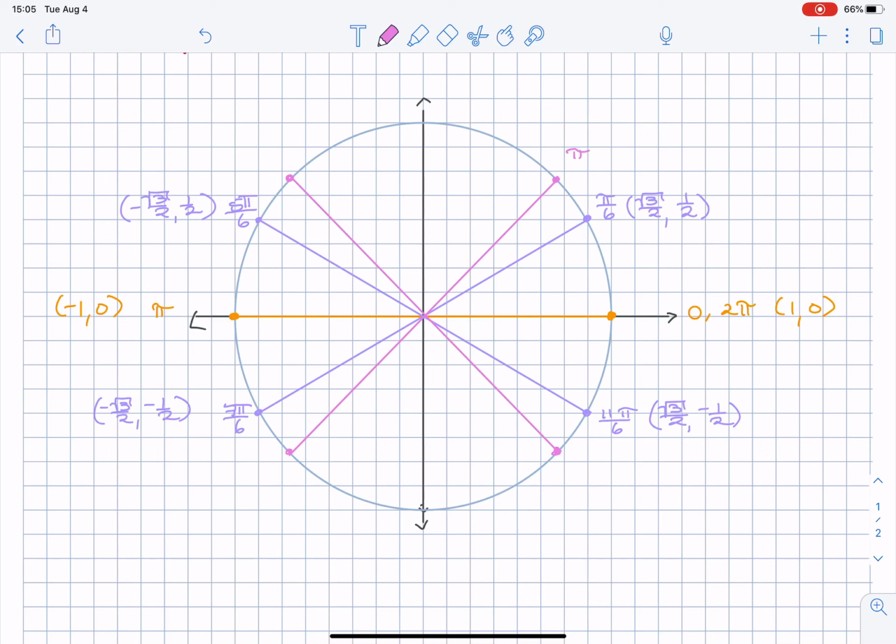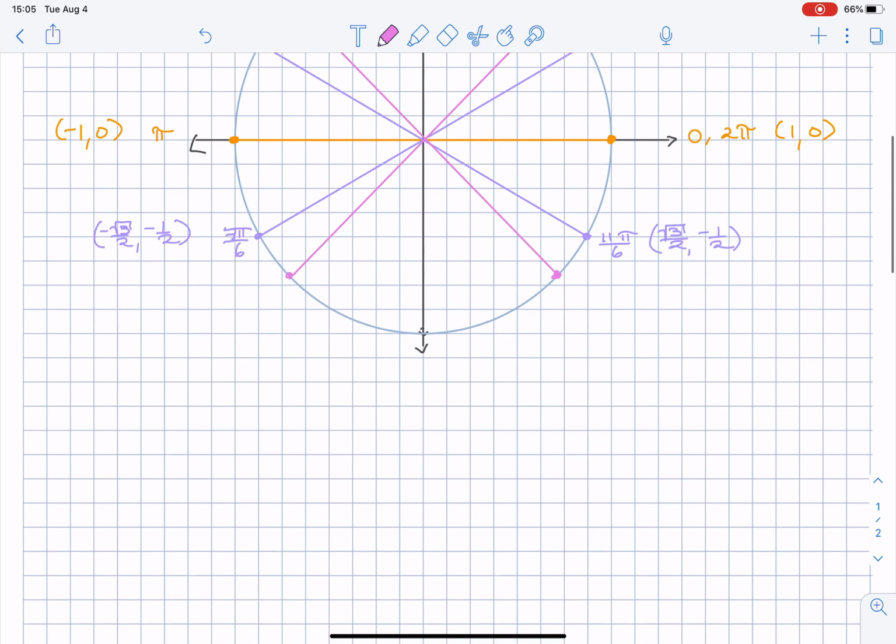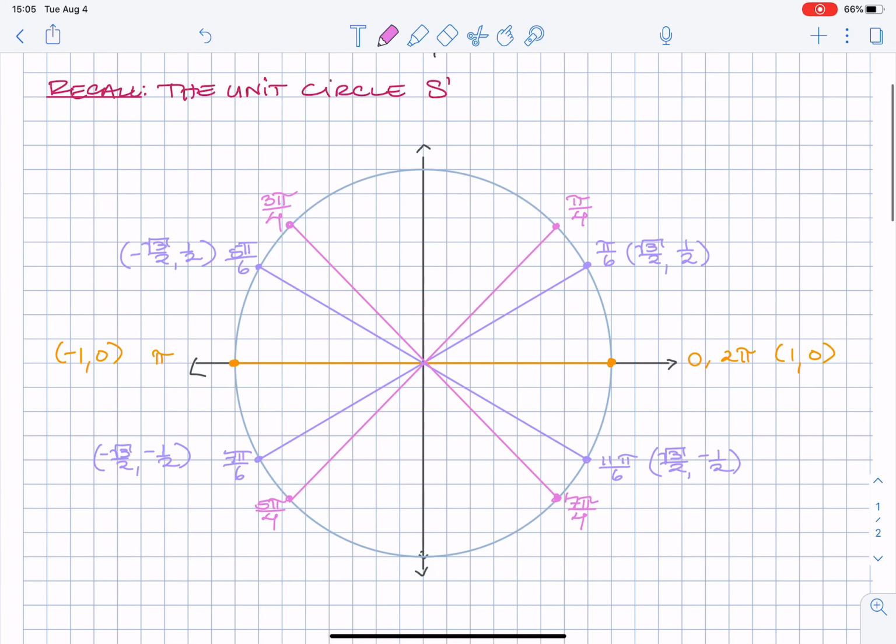So pi over 4, 1 pi over 4, 2, 3 pi over 4, 4, 5 pi over 4, 6, 7 pi over 4, and then of course 8 pi over 4 would be 2 pi, and we'd be full circle.